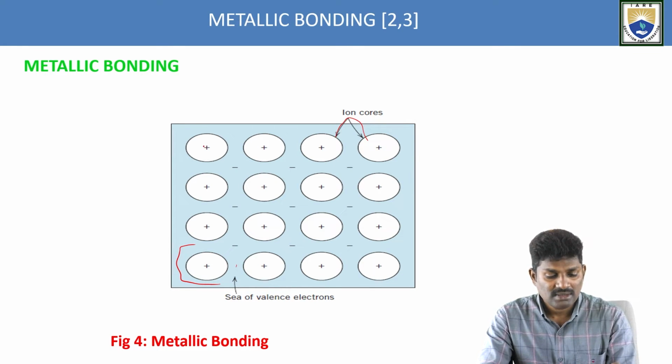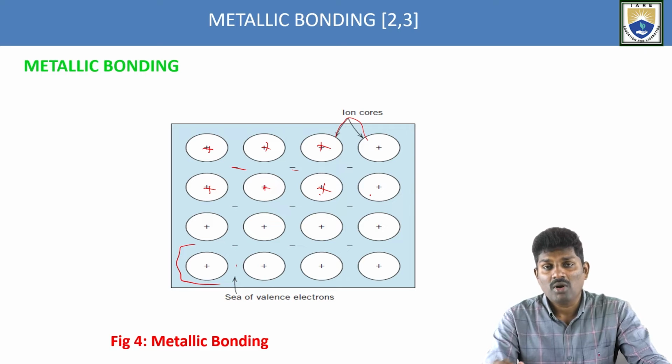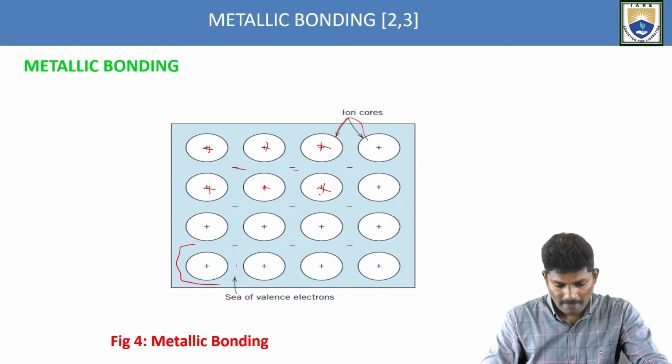So again, these are arranged positive and negative. You can see there you get the bonding. So this is how you get the bonding in the metallic bonding.